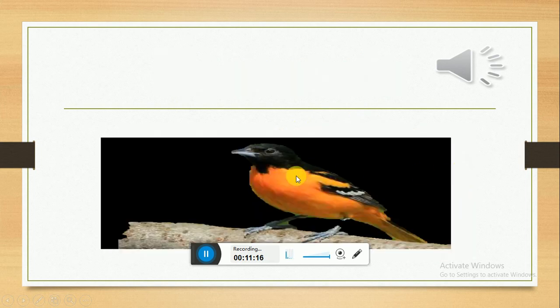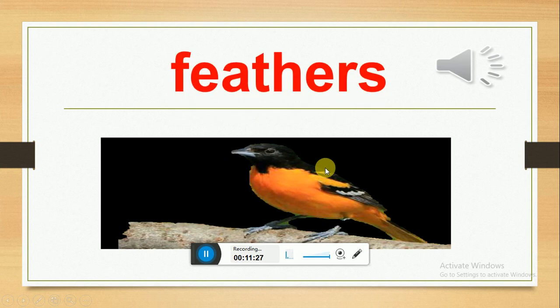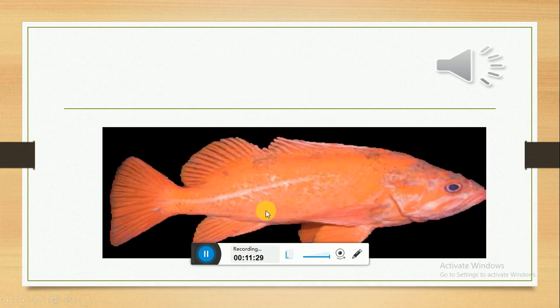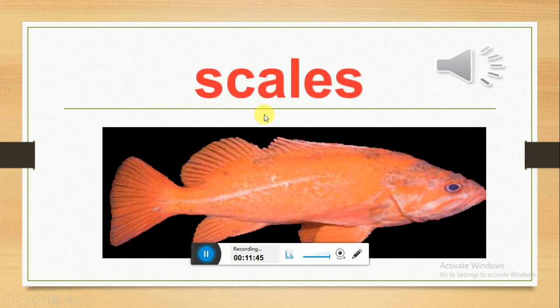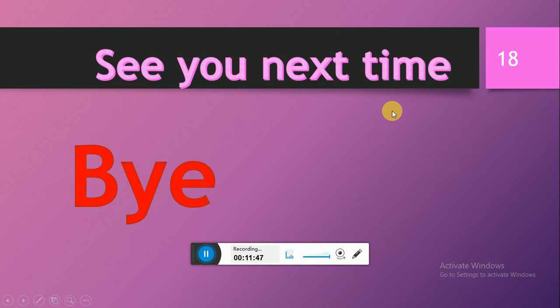Super guys. Okay, if we look here, we can find this bird. It has wings, and its body is covered with scales? No, feathers. Feathers. Excellent guys. Third word today, we have this fish. It's a nice fish. It lives in water, and its body is covered with small things called feathers? No, scales. Scales. Super. It's the third word.